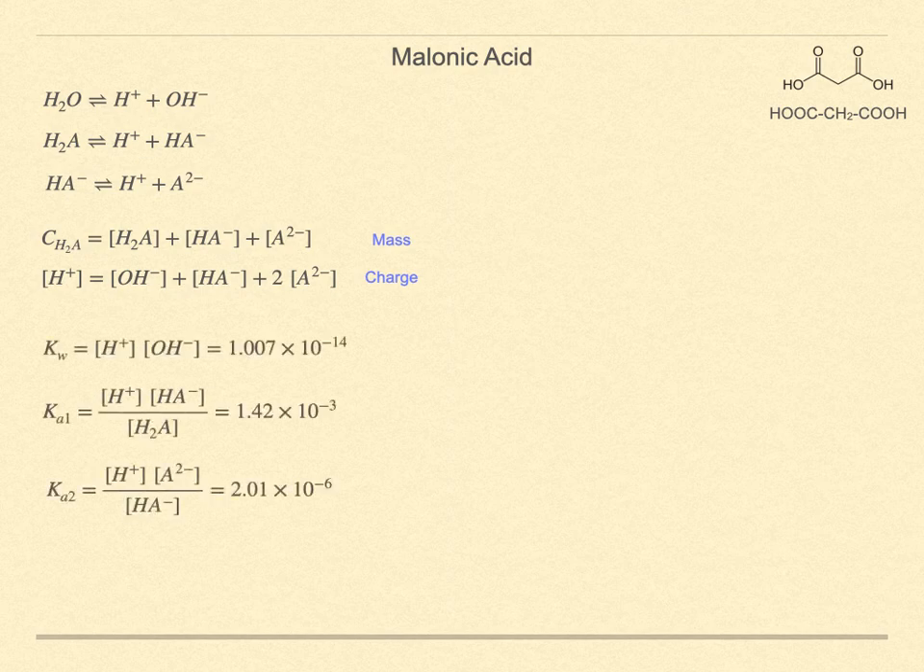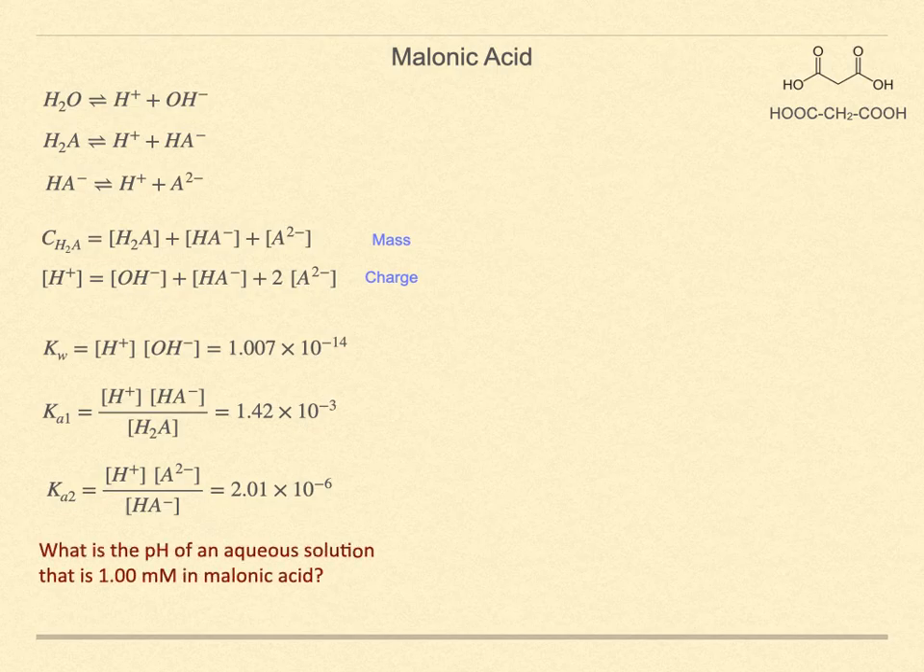And here are the three equilibrium expressions. Again, if we use activity, it is in these equations where it would appear. It would not be found in the charge or mass balance equations. Let's find the pH of a 1 millimolar solution of malonic acid.